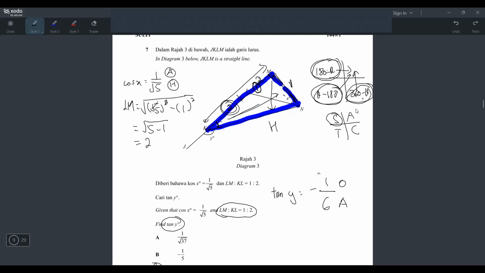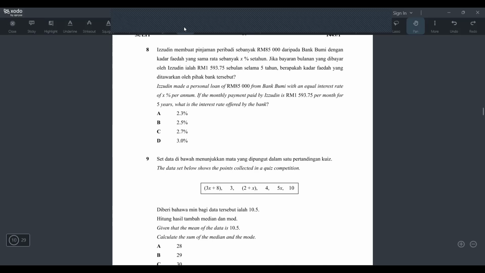And after you finish, just check whether you have to add negative or not. Okay, so add sugar to coffee. This is y is quadrant 2. So sign, that's why I add negative. All right. Okay, let's keep going.